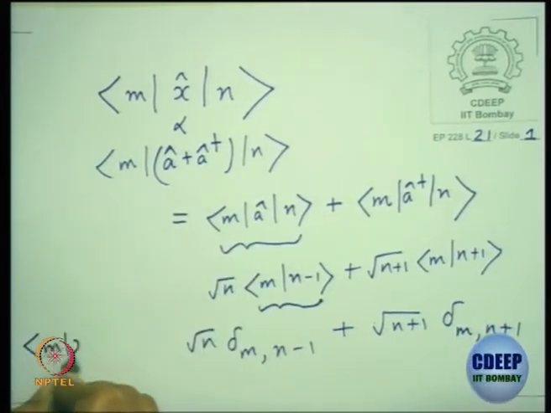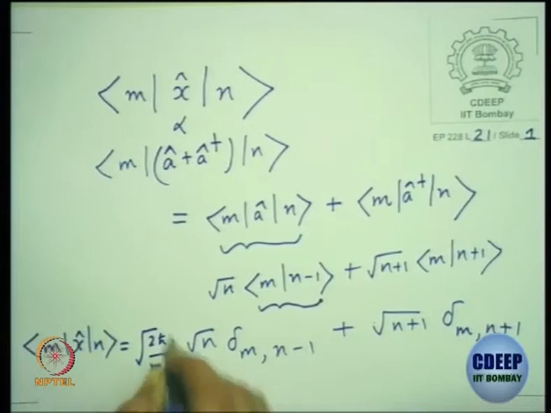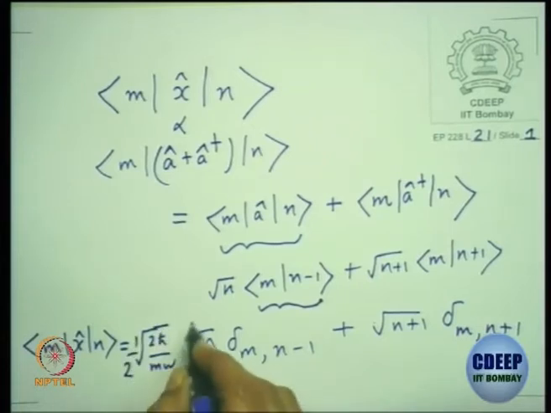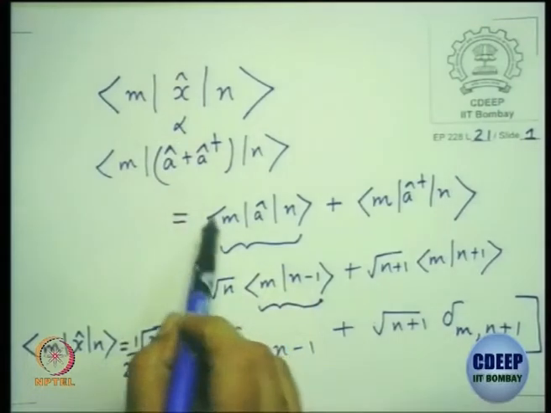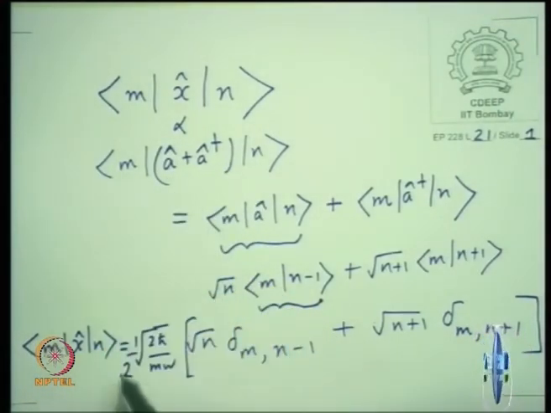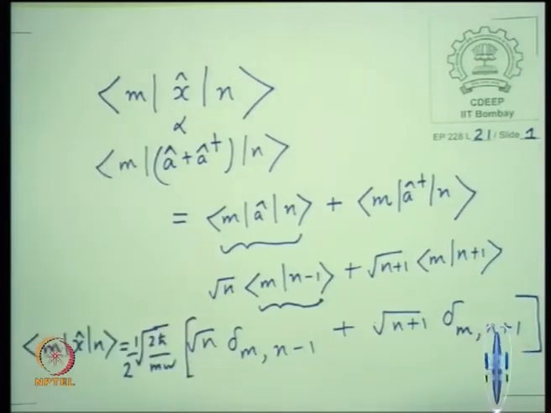If you want to write the factors, there will be a root of 2 h cross by m omega times the 1 by 2. Apart from that, you will have this as the matrix element of the x operator. Similarly, you can work out the p operator. The modification is that it will be a minus a dagger, and the factors will have a 1 over 2i. So this will be the matrix element, which is written nicely when you write the x operator in terms of the ladder operators.